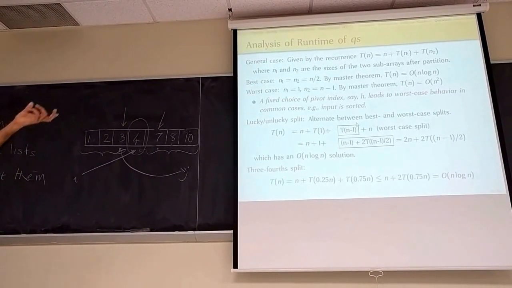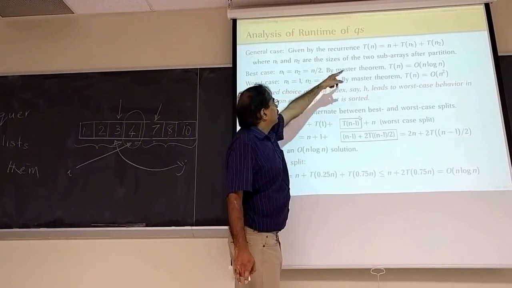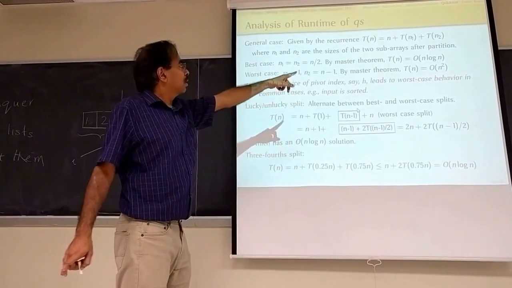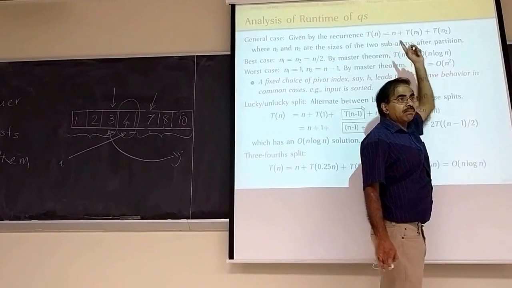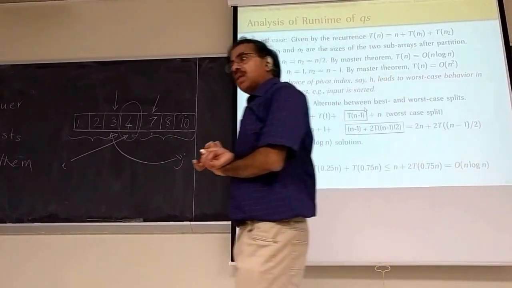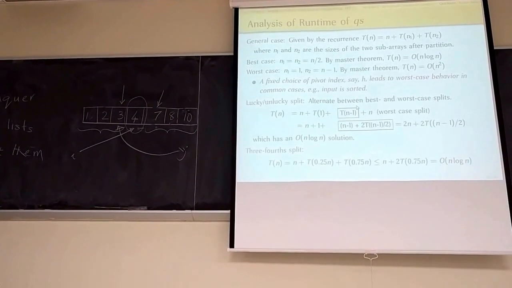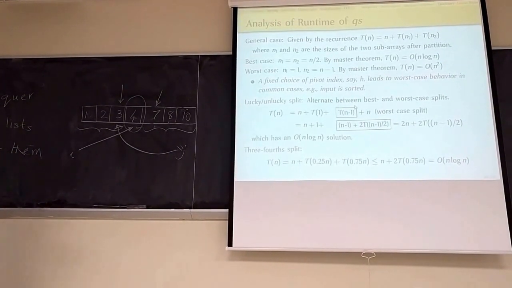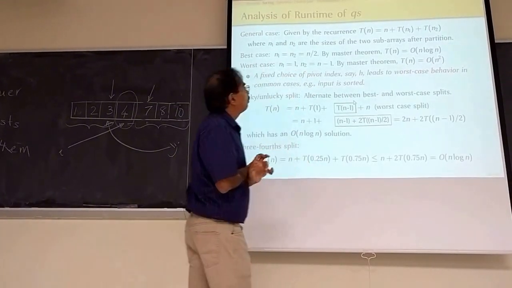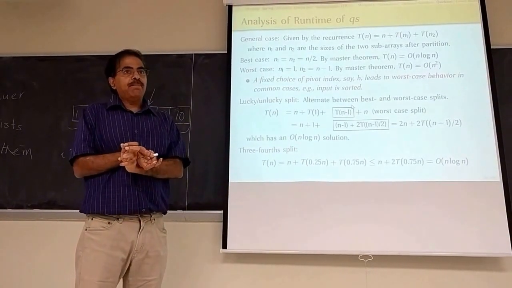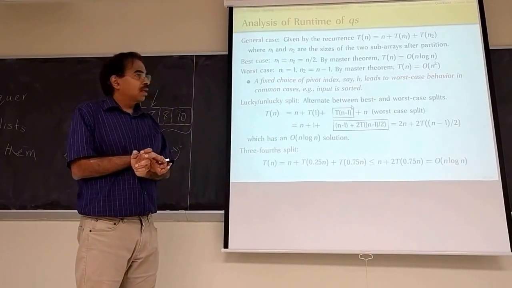So let's consider various cases. Let's say we have a balanced split, so n1 equals n2, then that becomes n plus 2 times P of n by k. This is the same as the merge sort recurrence, so it's n log n. So let's say we have a totally unbalanced case, n1 equals 1, n2 equals n minus 1. Then the master theorem will tell you O of n squared.